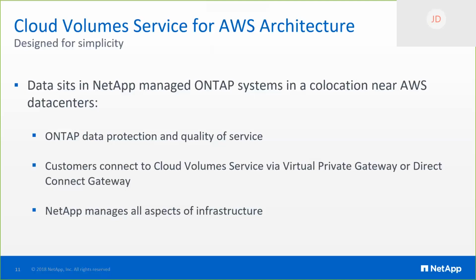Since you're actually connecting to a system in a co-location, you would connect to Cloud Volume Service through a virtual private gateway, or VPG, or a direct connect gateway, DCG, that is connected to your virtual private cloud, or VPC, in AWS. A lot of TLAs. And again, just to really drive this point home, NetApp is managing all aspects of this infrastructure.